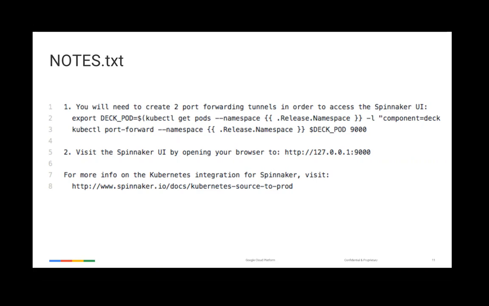The more information and the clearer the information is in these notes, the more likely you are to have a successful installation and usage of your chart. So we've seen the most popular charts have really good notes, and people tend to be able to interact with them very quickly. What I do here in this chart, which is for Spinnaker, a continuous delivery tool, is say how to connect to it via port forward and then where to go in the UI. Once you've done that, you can interact with Spinnaker, but I also point to the main docs for Spinnaker and Kubernetes so that you have an idea of what kind of things you can do with Spinnaker.